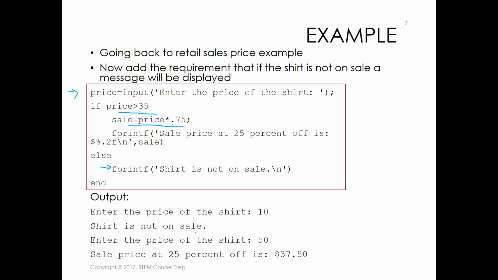So then I ran it again, and this time I put in $50. Okay, now 50 is greater than 35, so this is true. So we're going to do these two action statements here, and it's going to calculate the sales price. So then it tells you that your sales price is $37.50. Okay, so now you have one block of code. It'll do two different things depending on what the user inputs for that price.